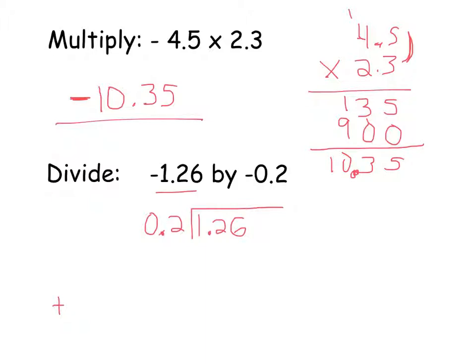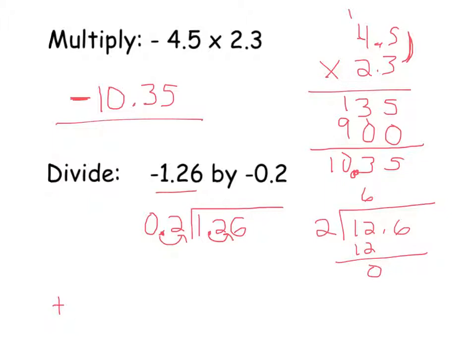And since there's a decimal here, I have to change it by moving it over 1 place, because we don't want decimals in what we're dividing by. And if I move it once there, I'm going to move it once there. So 12.6, 2 goes into 12 6 times with nothing left over, so I'm going to bring my 6 down. 2 goes into 6 3 times with nothing left over. So negative 1.26 divided by a negative 0.2 is a positive 6.3.